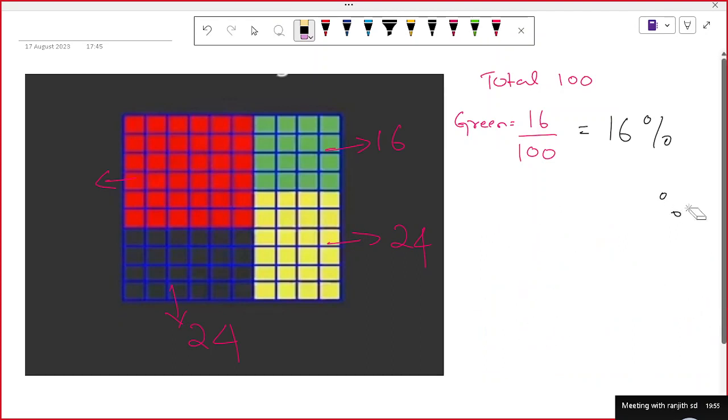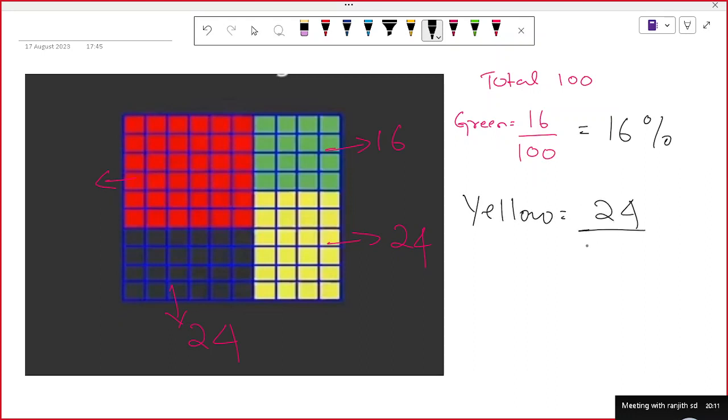Yes, add everything. So first find the fraction of green. After green, next yellow. For every 100, first tell me the fraction for yellow. How many yellows are present? 24 by 100 is the fraction. You can even reduce.